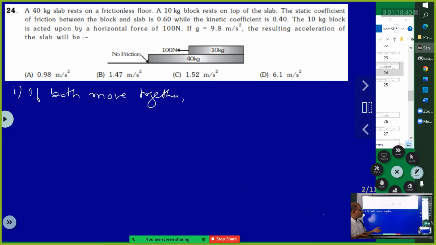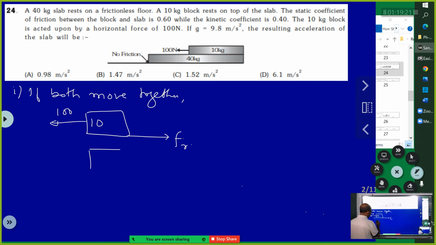So now 10 kg wants to move on 40 kg. Therefore, it is trying to move to the left. So there can be friction between 10 kg and 40 kg, and that should be on the right side. So as far as the 10 kg is concerned, the frictional force will be in this direction for the 10 kg mass, and 100 Newton was acting on this.